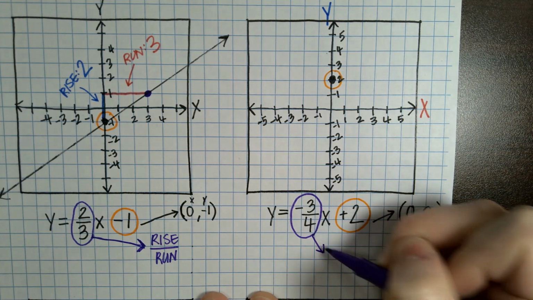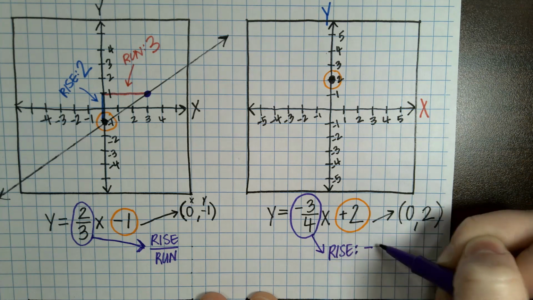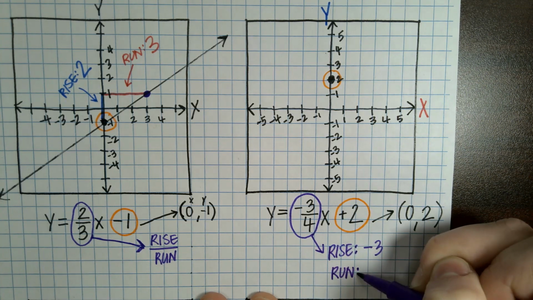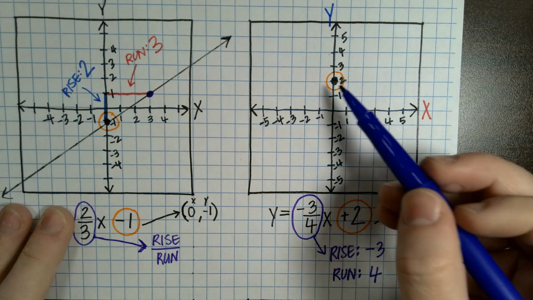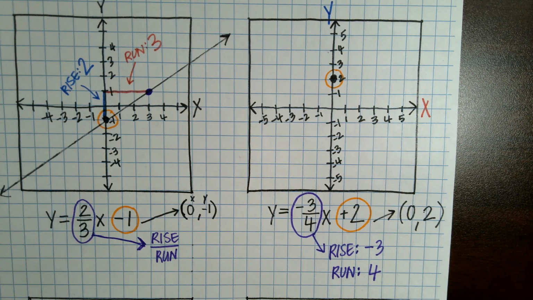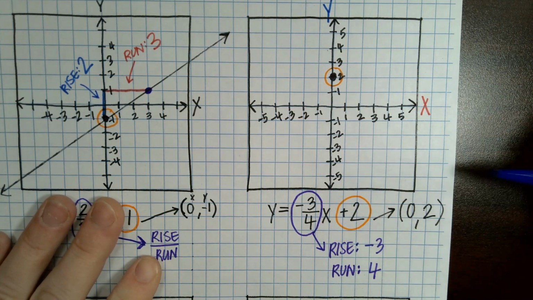So my rise is negative 3. Good. And what's my run? 4. Okay. So I know how far up and down I'm going to go. I know how far over I'm going to go. What's my starting point? Say it again. At my first point. Good. I already made a 2. 0, 2. My y-intercept. That is always your starting point.